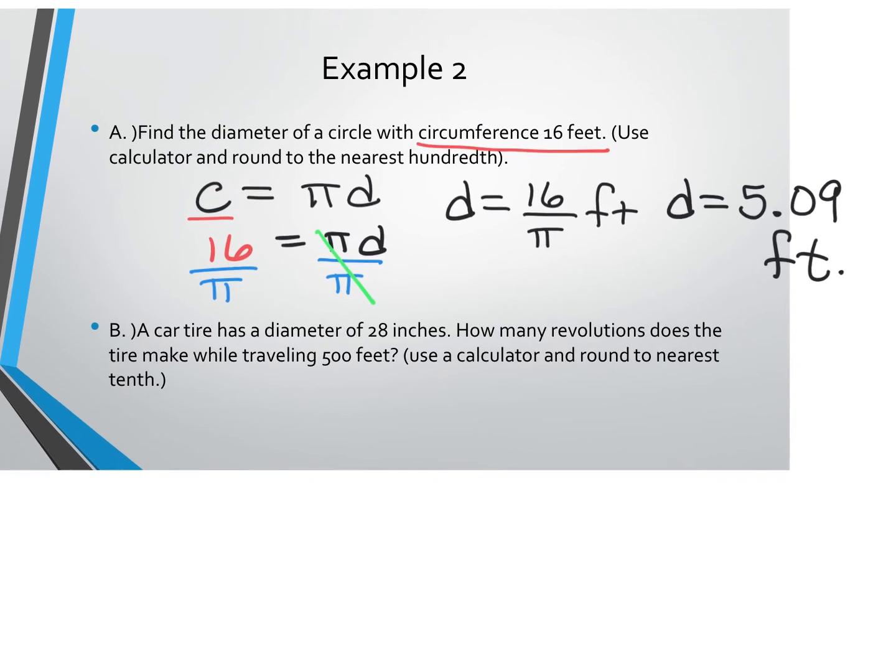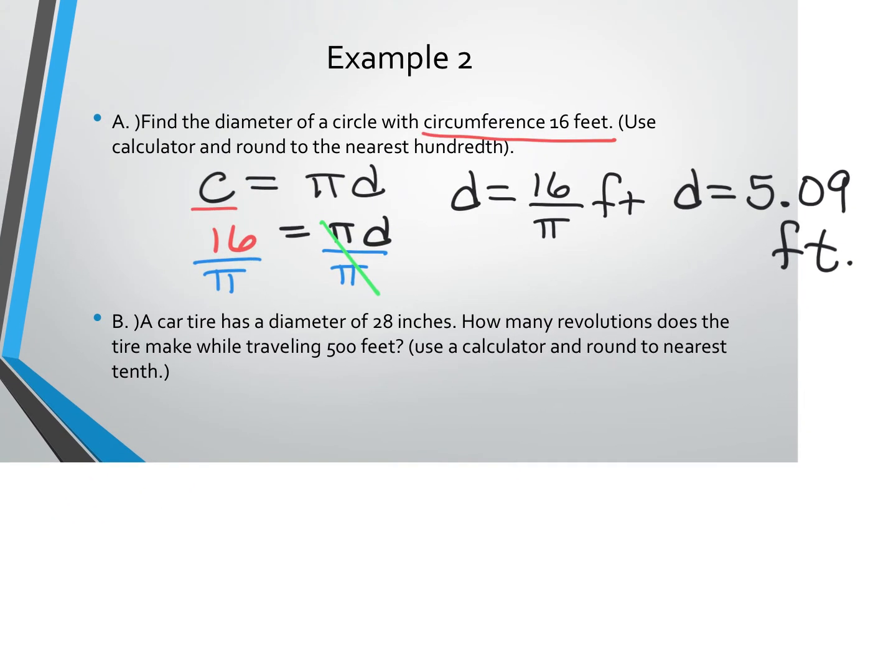Now we have an application, a word problem. It says a car tire has a diameter of 28 inches. Let me go ahead and draw a wheel here. It's just a circle. And it says it has a diameter of 28 inches. And it says, how many revolutions does the tire make when traveling 500 feet? And again, they're telling us to use our calculator. So we will be using the pi button, and then we're going to round our answer to the tenths place. Do not round mid-problem. Leave the long numbers on your calculator.